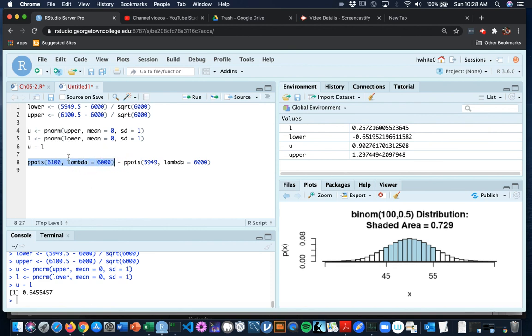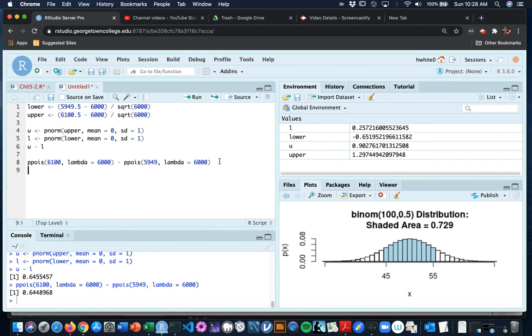So I could find my probability more exactly like this. Chance of a Poisson to be less than or equal to 6,100 when the rate's 6,000, minus the chance of the Poisson to be less than or equal to 5949. That way I can include the 5950. So if I just find that difference, okay, well, again, I get about 64%. The approximation is really, really good. So the little continuity correction can be very, very important. So back to the notes.